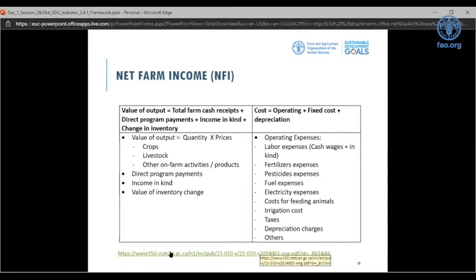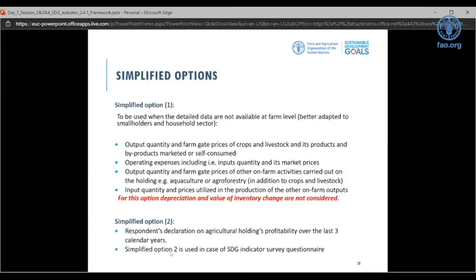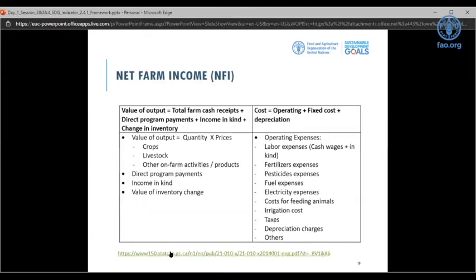So by operating expenses, we mean labor expenses, that is wages that are paid in cash or in kind, fertilizer expenses, pesticide expenses, fuel expenses, electricity, cost of feeding the animal, irrigation costs, taxes paid, depreciation charges, and any other charges that the farmer is utilizing in order to produce the output in that particular year. So this is obviously more data demanding approach that I just explained, which was adopted from Statistics Canada.